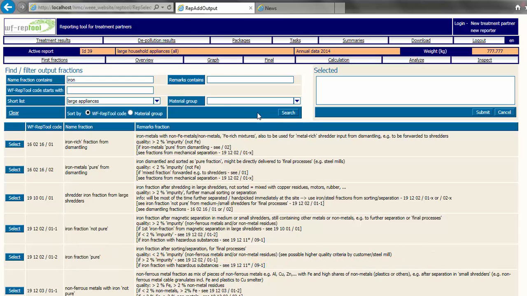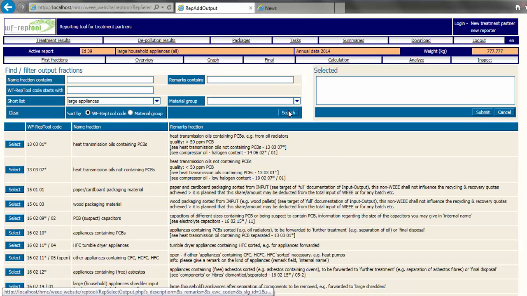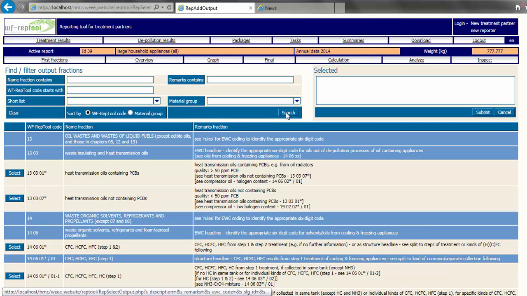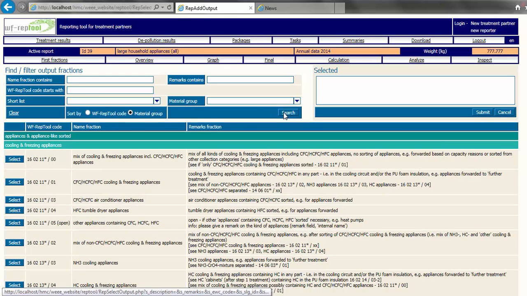If you don't choose any term in the name, but keep a shortlist and search, you will see all fractions foreseen for this input category. If you don't choose any shortlist and search, you will see the whole list of output fractions possible in the order of the RepTool codes, including the headlines, the structure given by the European Waste Catalogue, or in the order of the material groups.